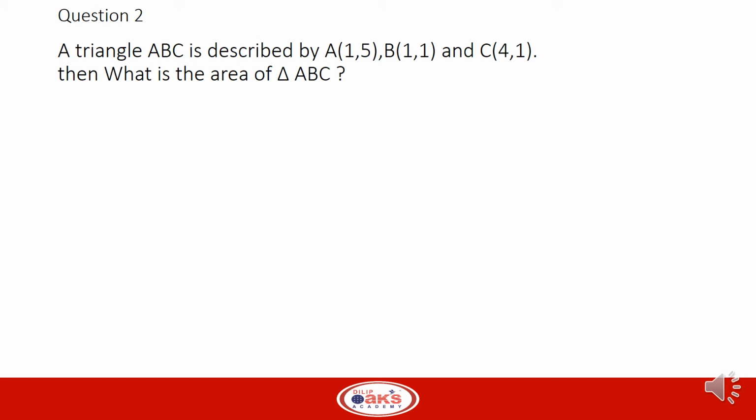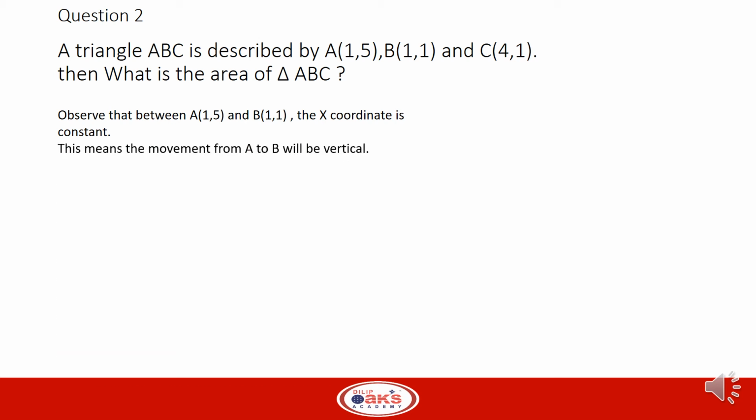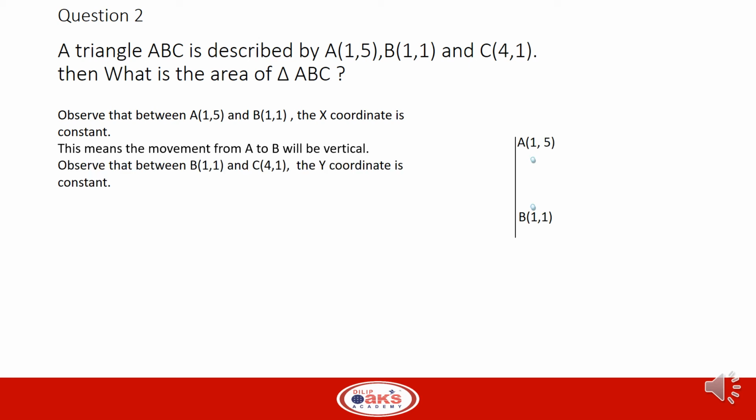Now, the same question can be solved using a slightly different method known as observation. Observe that between vertices A (1, 5) and B (1, 1), the x coordinate is constant. This implies that movement from A to B will be vertical. Also, between B (1, 1) and C (4, 1), the y coordinate is constant. This means the movement from B to C will be horizontal.